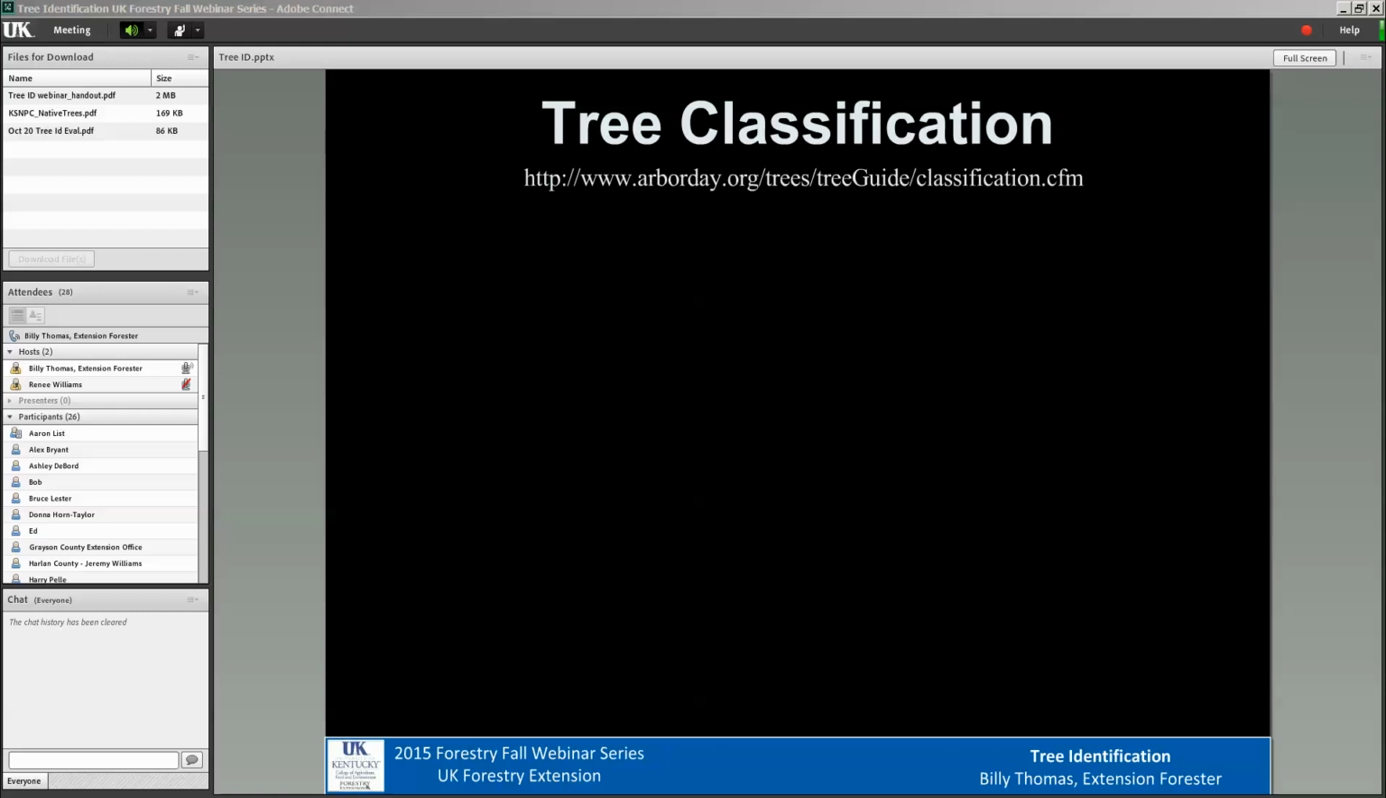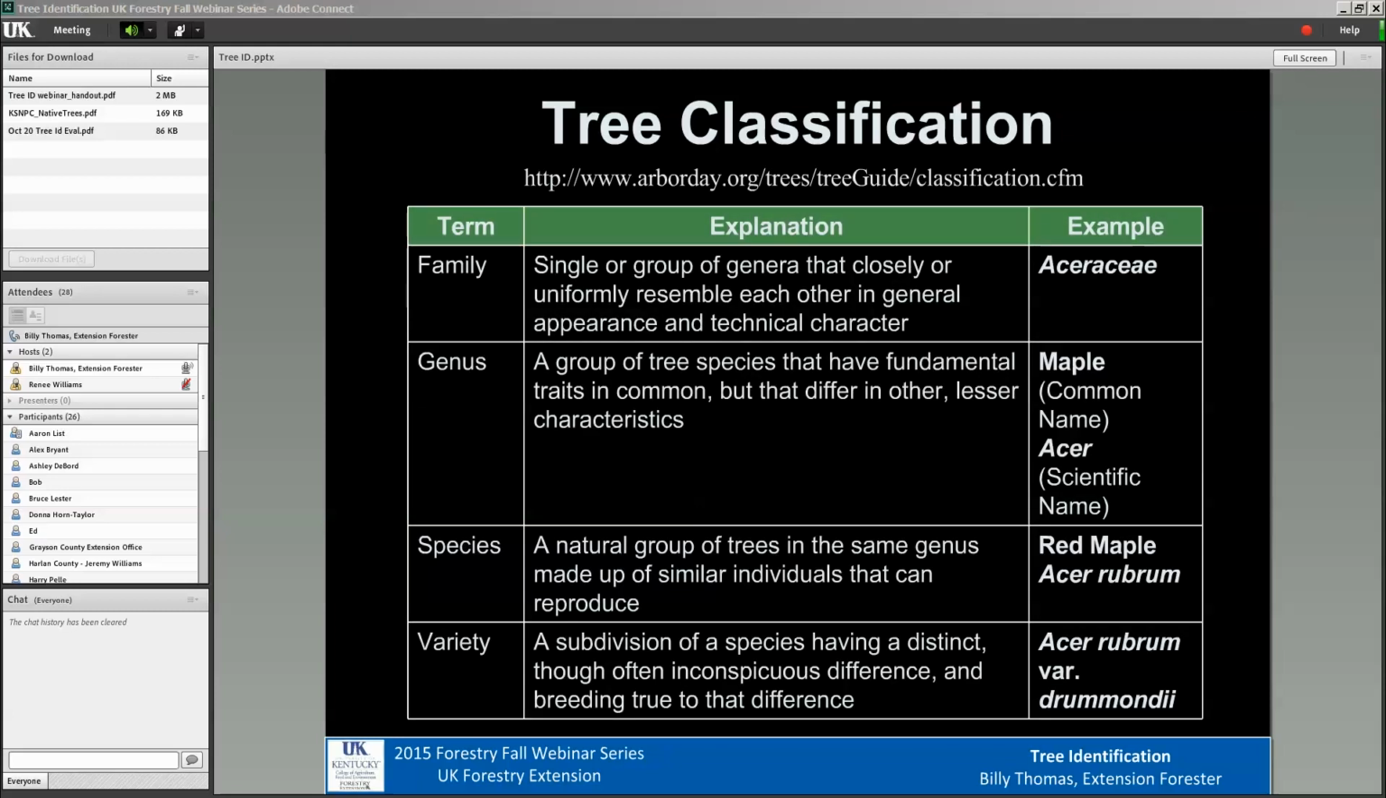So let's talk a little bit about that classification system. This nice graphic coming up from the Arbor Day Foundation, and I gave you the link to it up there you can use. They've got a great website as well on identifying some of the trees, and we'll talk a little more about that later. But here is the grouping of the trees. I'm trying to pull up my little clicker here to show you.